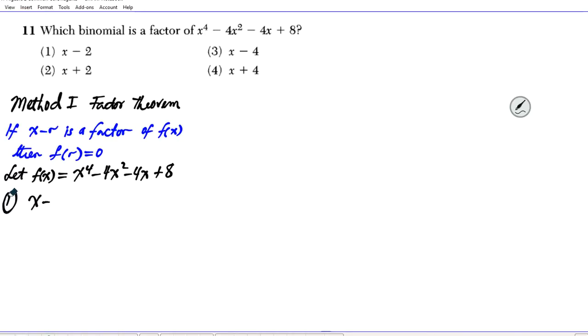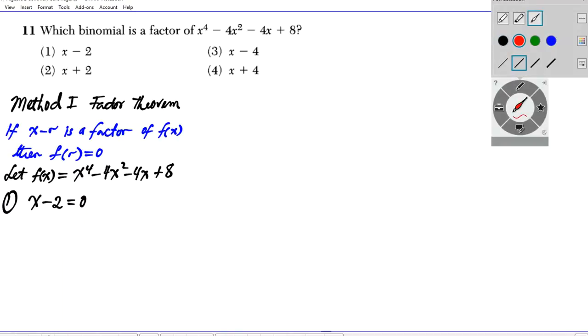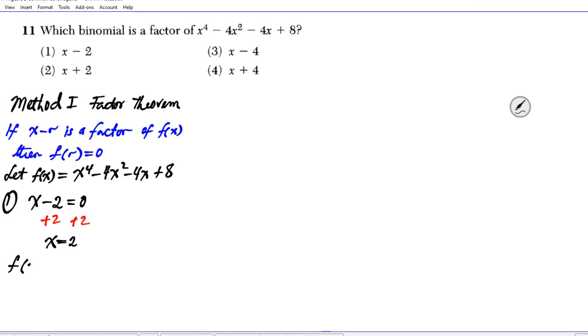For option 1, we have x minus 2, so the related zero is what you get when you set this factor to 0. You simply add 2 to both sides, and your final answer, x, is going to be equal to 2. Now, is this a factor? All we have to do is take this value and plug it into our polynomial function f of x.